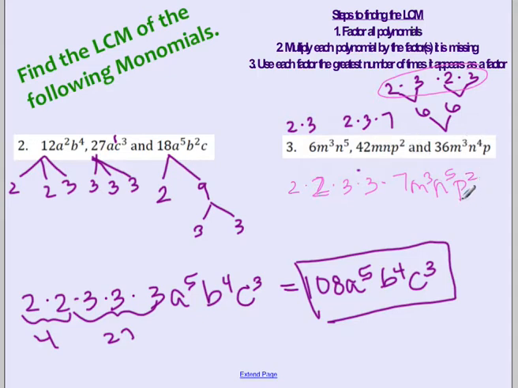And is there any other variables? No, there is not. So now my hardest part is to say, well, what's 2 times 2 times 3 times 3 times 7? Well, that will give us 252, m to the third, n to the fifth, p to the second. And there is my least common multiple for those.